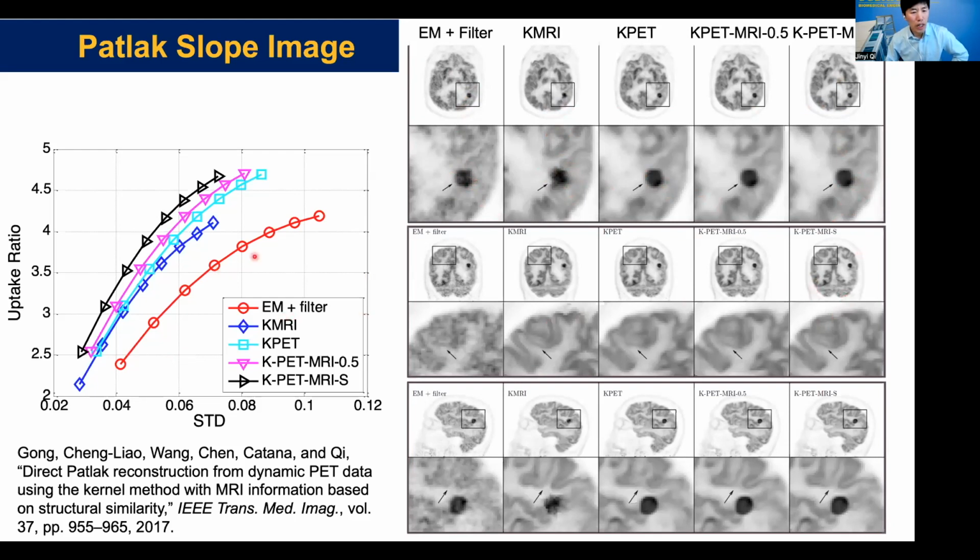And we can plot the uptake ratio of the lesion as a function of the standard deviation of the background. Each point is generated by different iterations. You can see that OT, this is the direct EM reconstruction followed by filter, and that is the MR kernel. It reduces the noise, but the contrast suffers a little bit. And then with the PAT kernel, we can further improve the contrast. In particular, if we compare the MR kernel and the structure similarity weighted kernel, they have the same noise reduction, but higher contrast for the lesion.